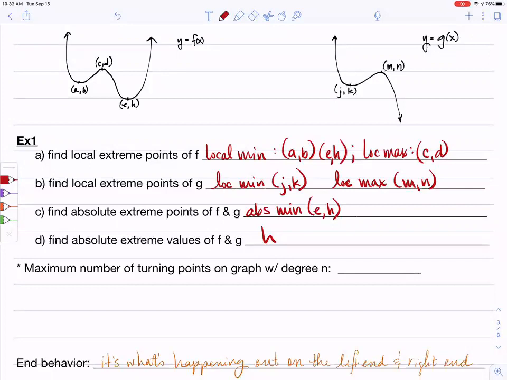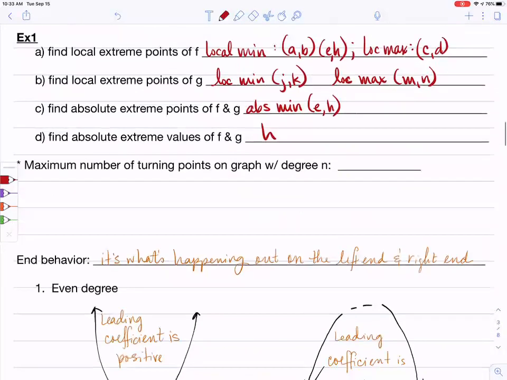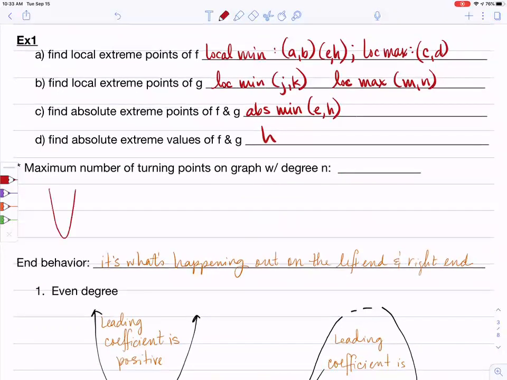The maximum number of turning points on a graph with degree n. All right, so let's talk about this for just a minute. Chapter 3 was all about parabolas, quadratics. What's the degree of every quadratic you've ever run into? Remember, this is what a parabola looks like. It's a square. Yeah, the degree is 2. Okay, this would be a common cubic. Its degree is 3.